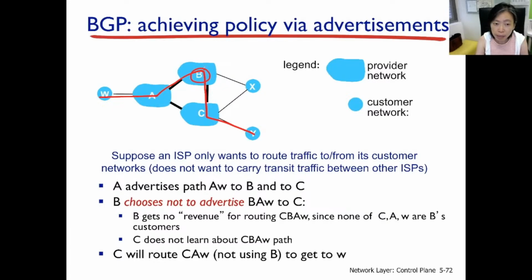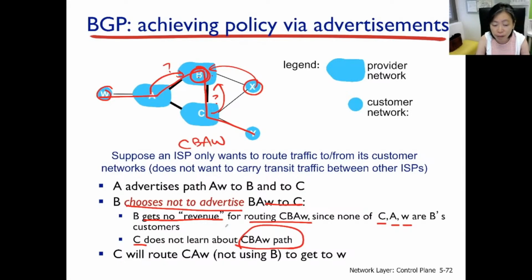And you know what? B does have a customer X. X is paying B. But is W paying B? Is A paying B? Is C paying B? Well, based on the setup of the problem, W, A, C are not paying B, and yet B would be using its network resources to transit the traffic for B and C. So B gets no revenue for this route, BCAW, because C, A, W, based on the scenario setup, are not paying B. So B chooses not to advertise BAW to C so that C does not discover this path, and therefore does not use this path to send traffic.